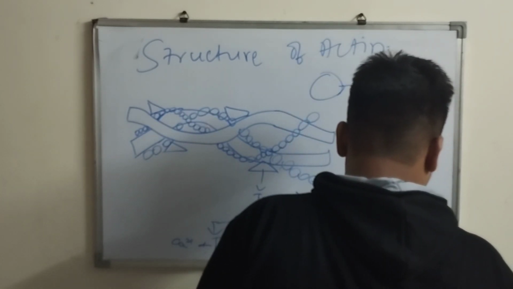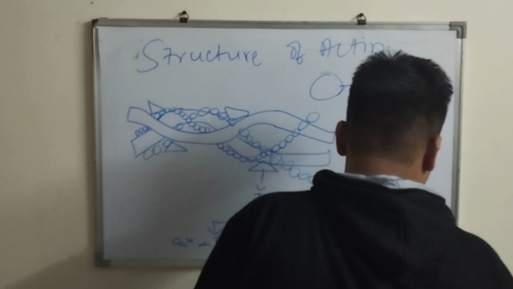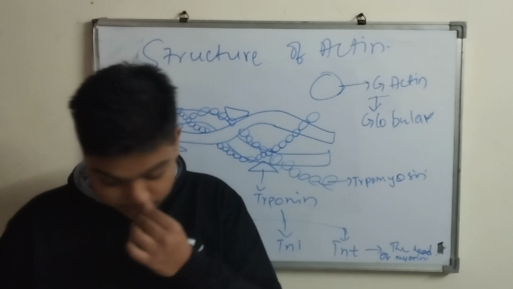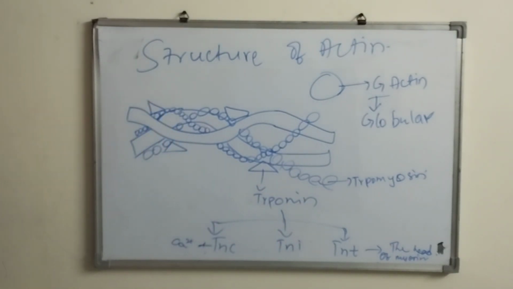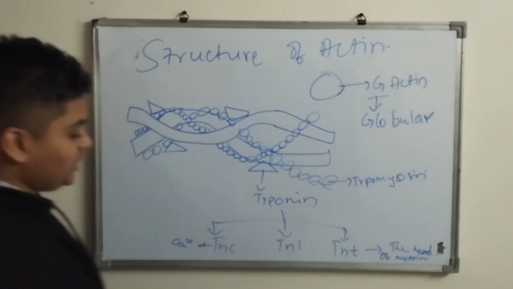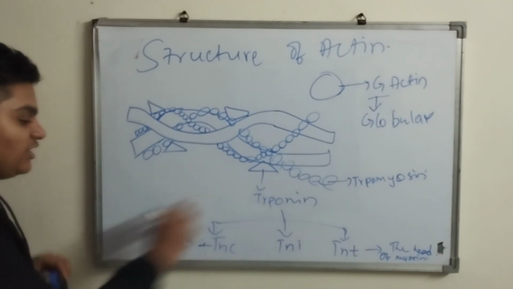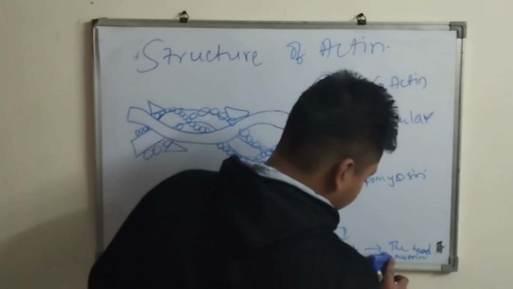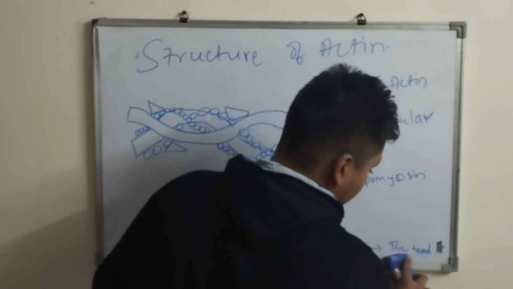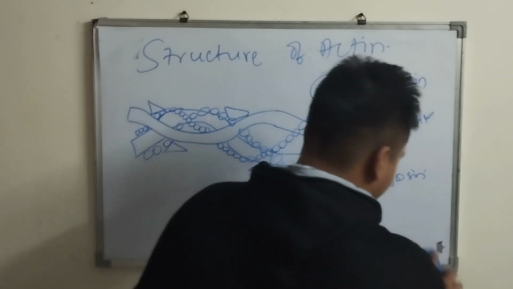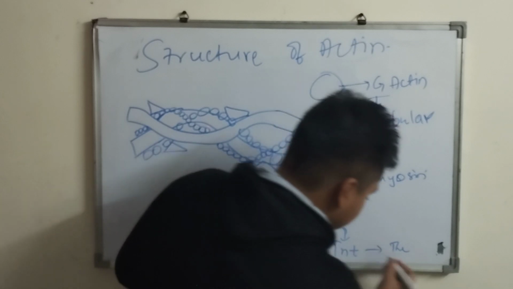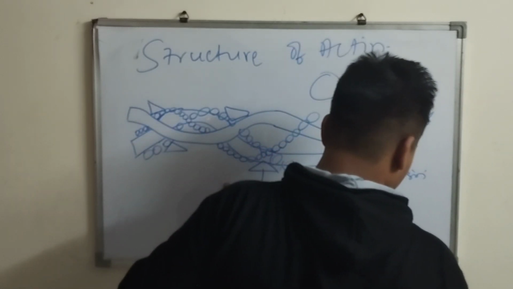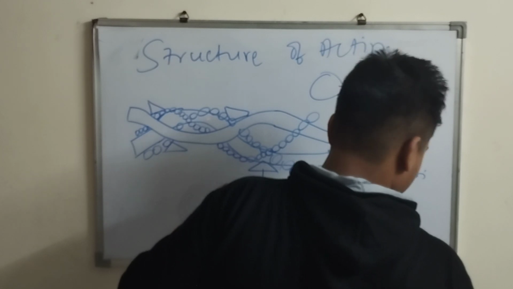Head of myosin binds to the part of TNT. Calcium binds to the part of TNC, and TNI is just an inhibitor. Now leave this, it is not at all important. Sorry, this is not the binding site for the head of myosin. It is the binding site for the tropomyosin. That's what I am checking. That is why it is still present.